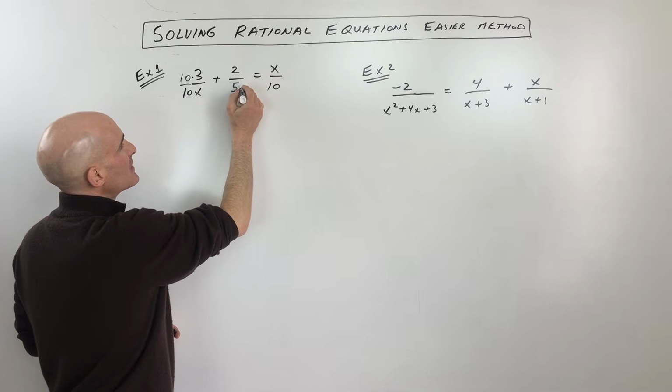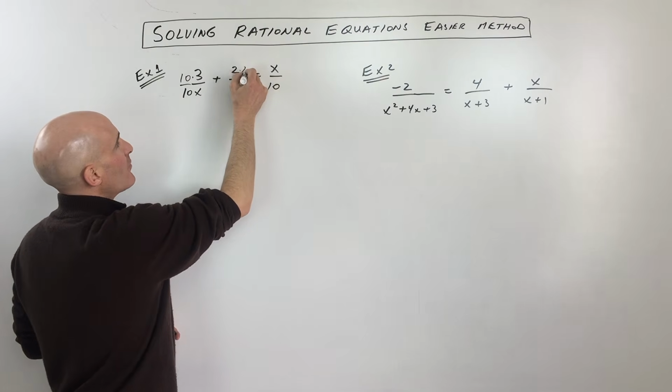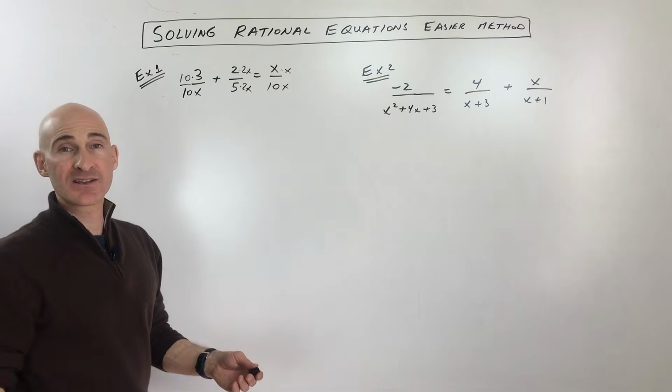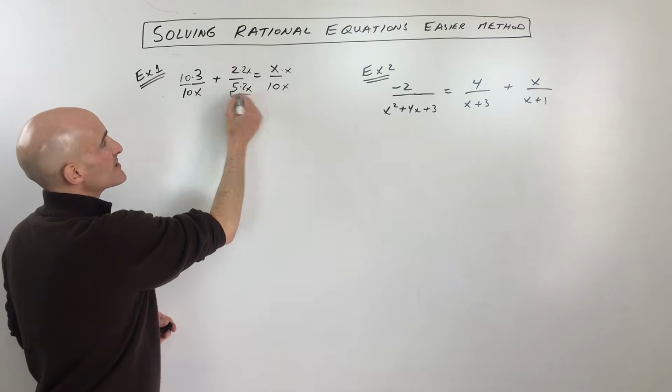Over here, I really need a 2 and an x to make this 10x. Okay, so I'm going to multiply the top and bottom by 2x. And then here I'm just missing an x, so I'm going to multiply the top and bottom by x. Okay, so now you can see that all the denominators are 10x.